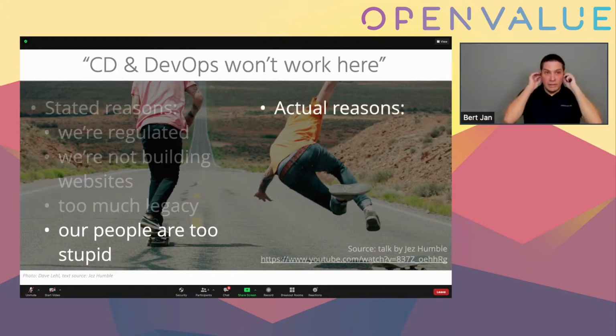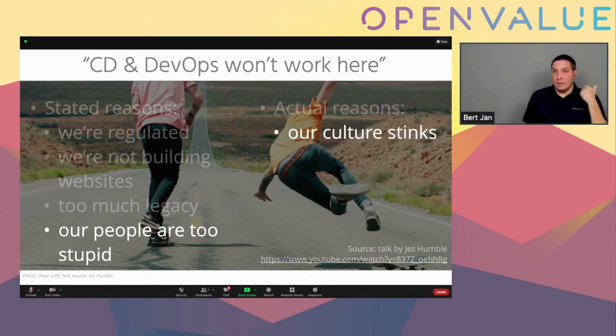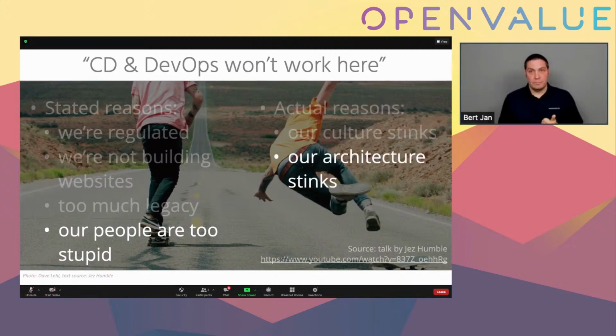So actual reasons why DevOps and continuous delivery doesn't work is typically there's something wrong with the culture. Or even better, there's something wrong with the architecture. And these are things you can change. Changing culture and changing architecture are not easy to change. Typically, it will take a lot of time, but it's possible.